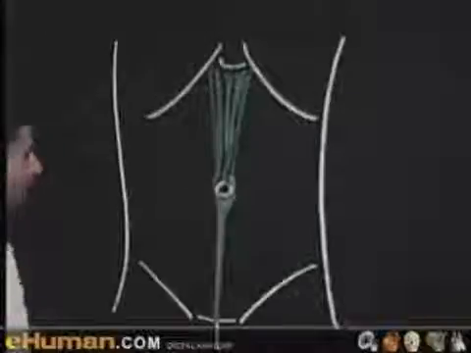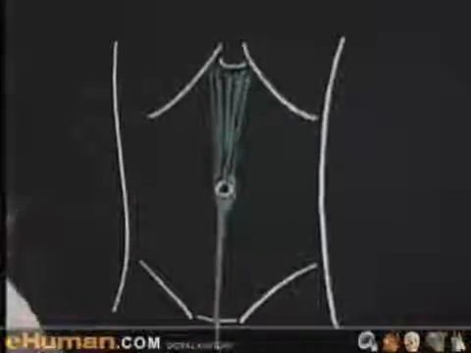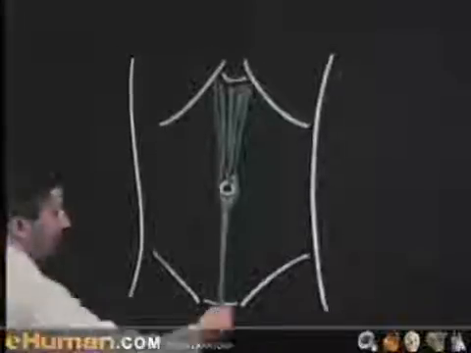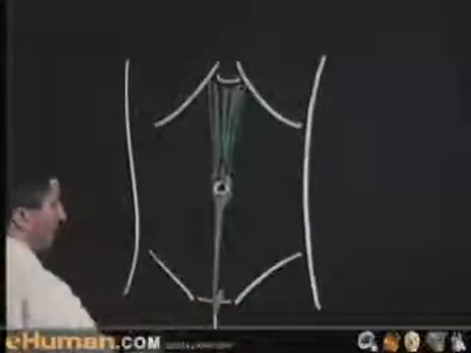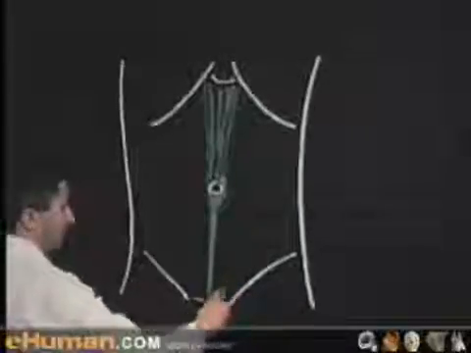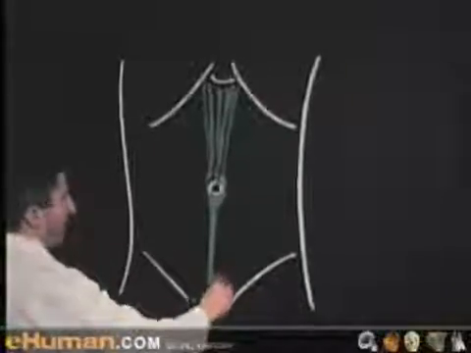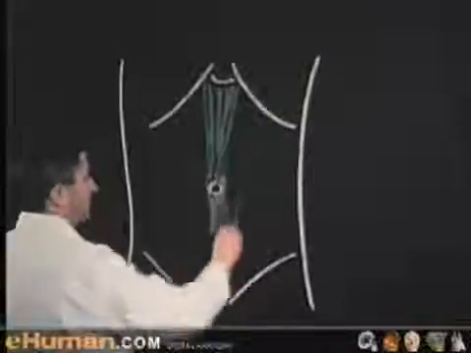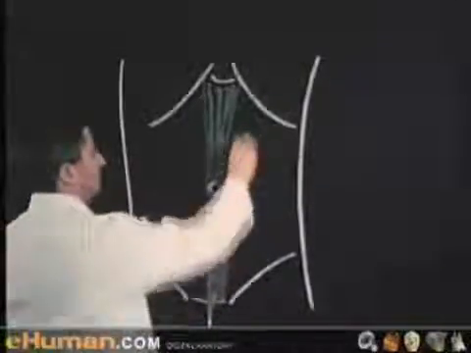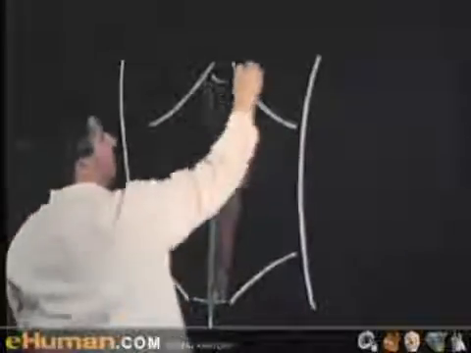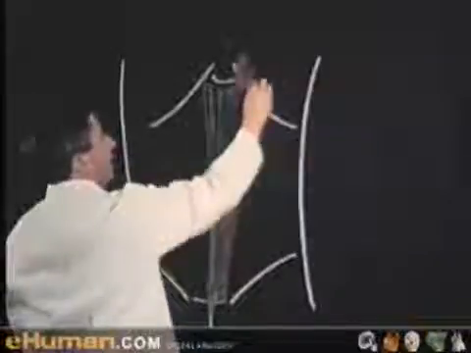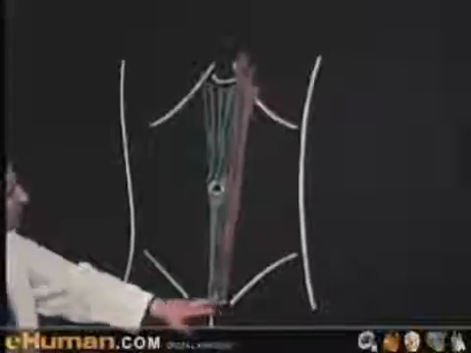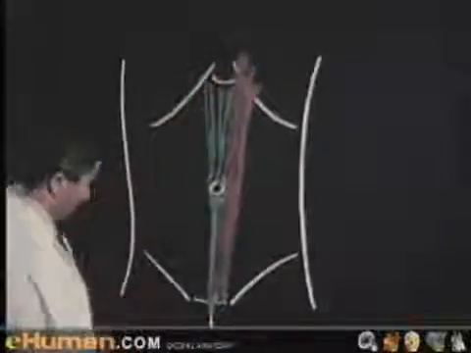Now the rectus abdominis arises by two heads, an aponeurotic head from the front of the symphysis pubis and a muscular head from the pubic crest. And the two heads come together and the muscle passes up in its rectus sheath up along the side of the linea alba in this fashion. And it is inserted by three slips into the 5th, the 6th, and the 7th costal cartilages. So it arises by two heads and is inserted by three slips up here.